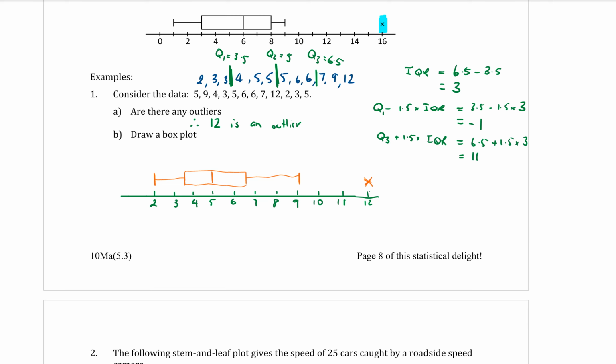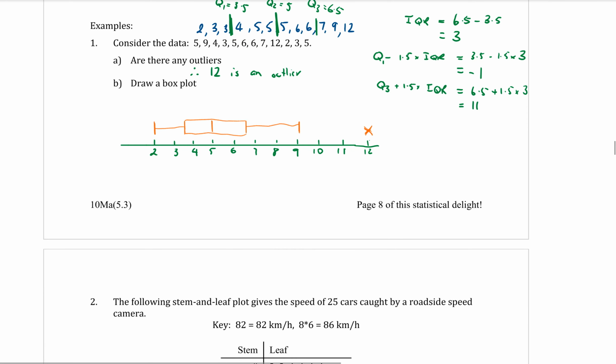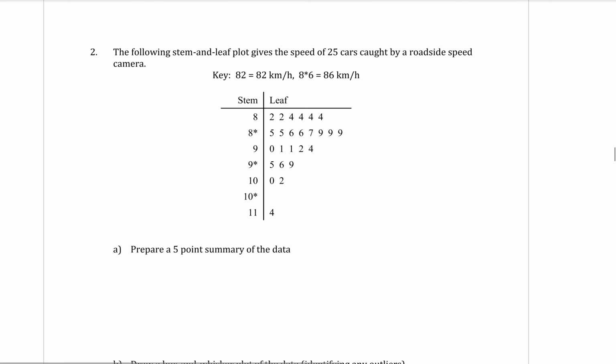Next page for question 2. Once you've got that all drawn in. Everyone ready? All right. Question 2, we're going to do much the same thing, except that we have a stem and leaf plot. So for the following stem and leaf plot, it gives the speed of 25 cars caught by the roadside speed camera. So the stem, we've got a key up there. So the 82 means it's 82 kilometers per hour.